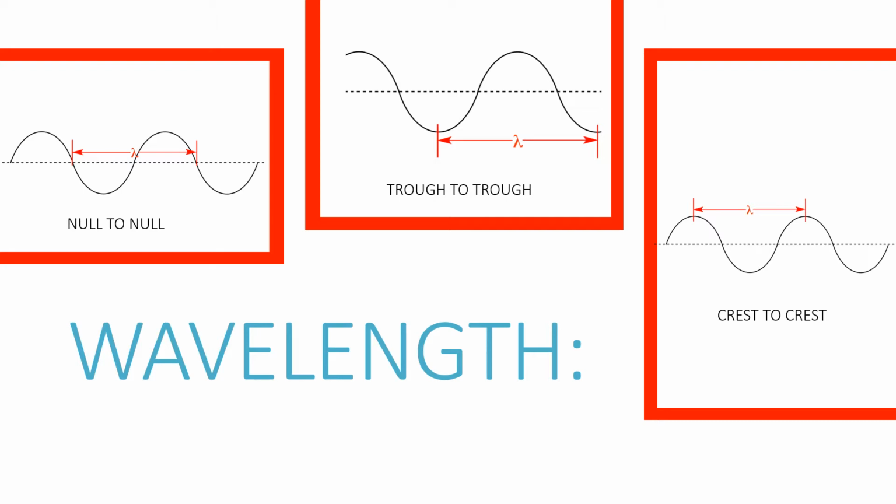A wavelength is a measure of the distance between two successive corresponding points on a wave. So, as you can see, there's different points you can pick on the wave. This can be either from crest to crest, trough to trough, null to null, or just any point in between, as long as they're both corresponding and right after each other.